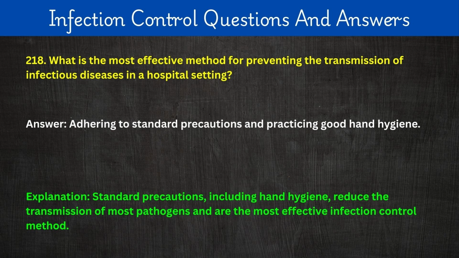218. What is the most effective method for preventing the transmission of infectious diseases in a hospital setting? Answer. Adhering to standard precautions and practicing good hand hygiene. Explanation. Standard precautions, including hand hygiene, reduce the transmission of most pathogens and are the most effective infection control method.